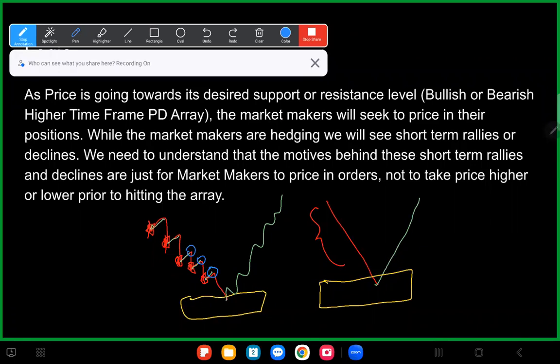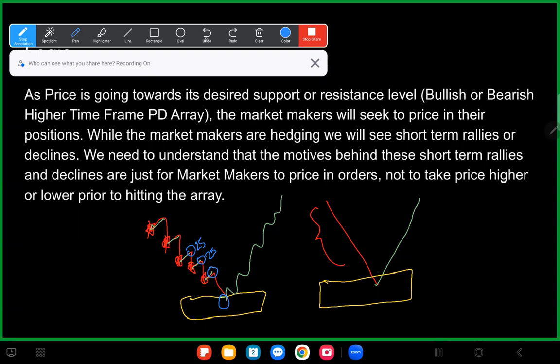Now you have to remember that these market makers are dealing with billions and trillions of dollars worth of liquidity, so they can't just put all their orders in at this PD array right here. Let's say that they want to price in around 100 million. Here they would put in maybe 25 million there, 25 million here, and the other 25, and then the rest of their positions they would put on over here. And then, after they have the remainder of their positions, they'll take price higher.